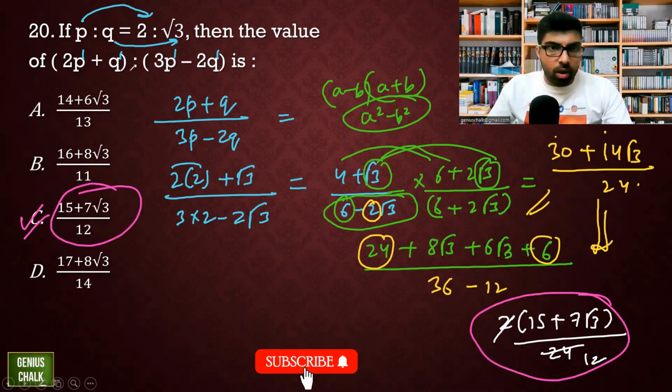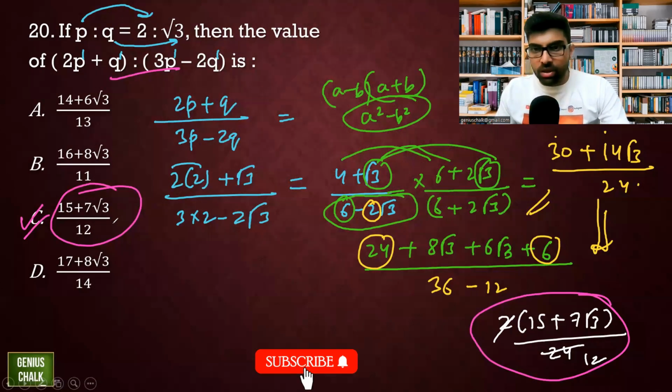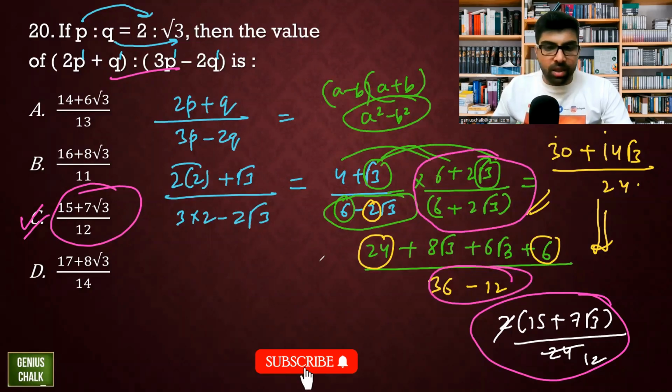A beautiful question of ratio as well as a bit of surds. This step is required. This step is called rationalizing the denominator. After doing this, we can just solve, multiply inside, and we'll have our answer.